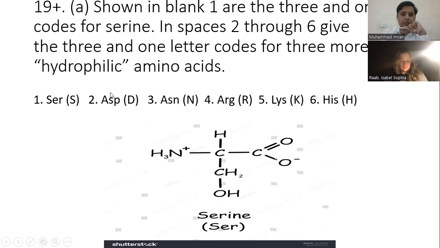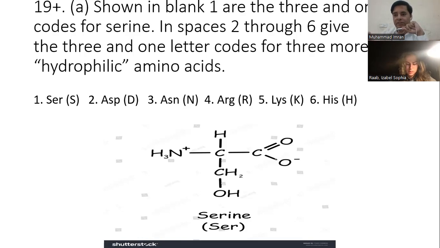Here are some amino acids which have three-letter codes and they are hydrophilic. All polar amino acids, acidic and basic amino acids are hydrophilic. Why?